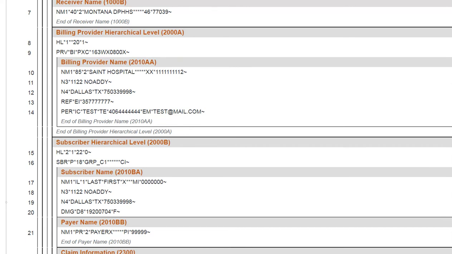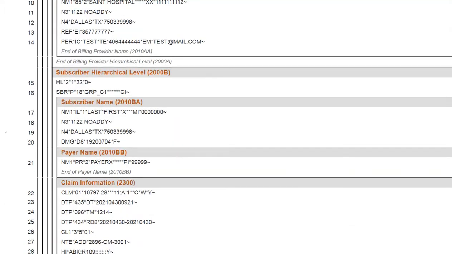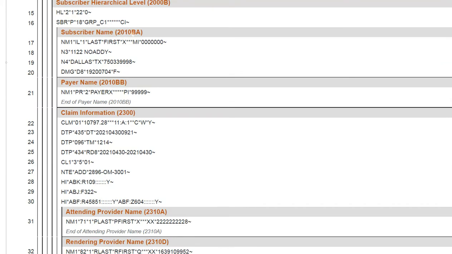Then, of course, the demographics for the provider is below that. Moving on from there, there's a subscriber level in the 2000B loop. Specifically, 2010BA includes NM1 IL. That's the subscriber's segment. Includes their name and their member ID in NM109. And then their demographics, including the date of birth in DMG08.